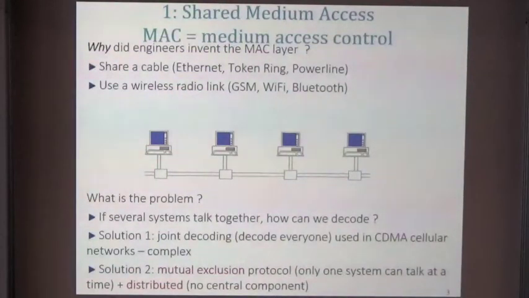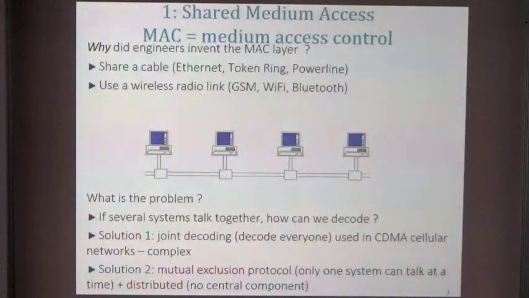Of course, if you allow two-way communications, you have new problems that arise. And the problems are if several systems talk together, then if we do nothing, we have a collision. If A sends a message and B at the same time sends a message, the two messages are sent over the same wires, and this might create chaos.